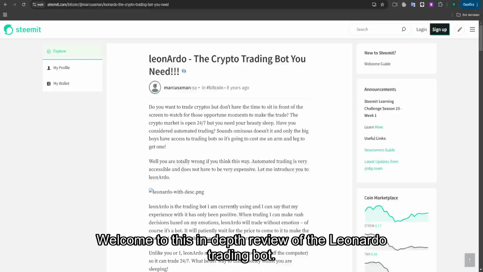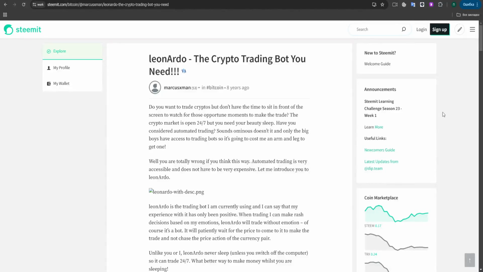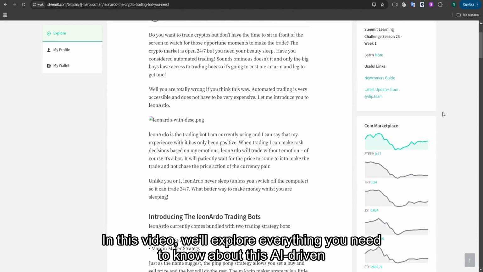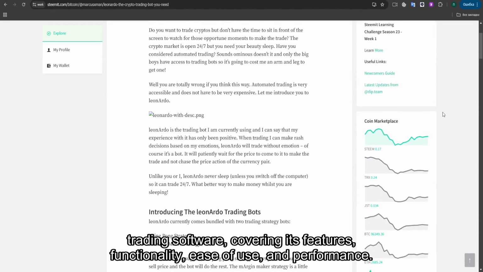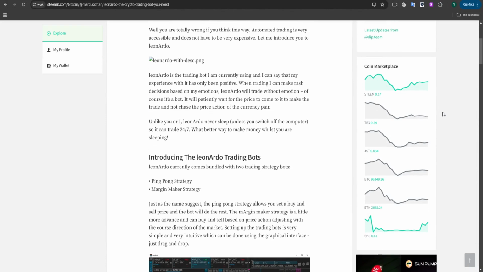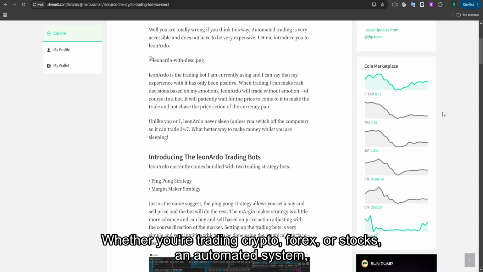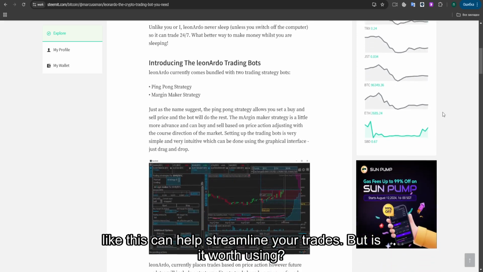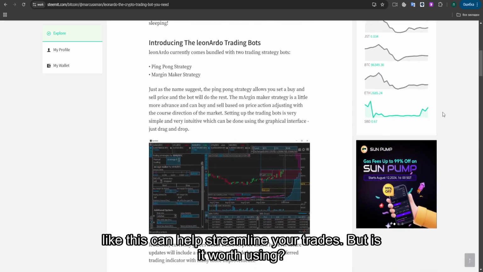Welcome to this in-depth review of the Leonardo Trading Bot. In this video, we'll explore everything you need to know about this AI-driven trading software, covering its features, functionality, ease of use, and performance. Whether you're trading crypto, forex, or stocks, an automated system like this can help streamline your trades. But is it worth using?